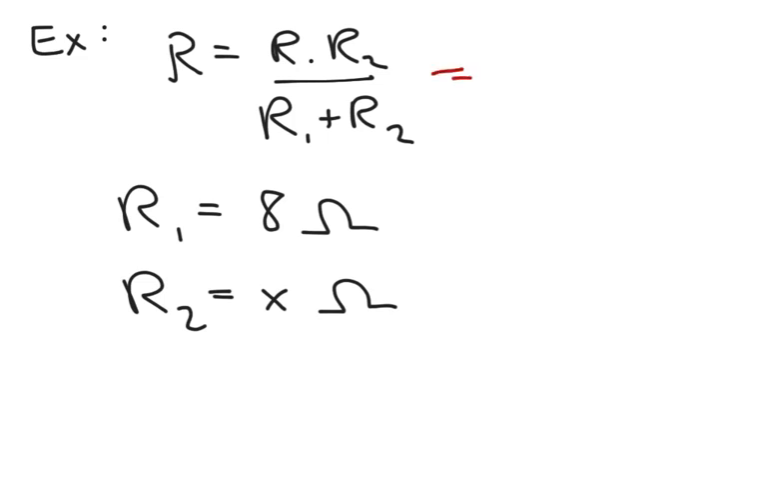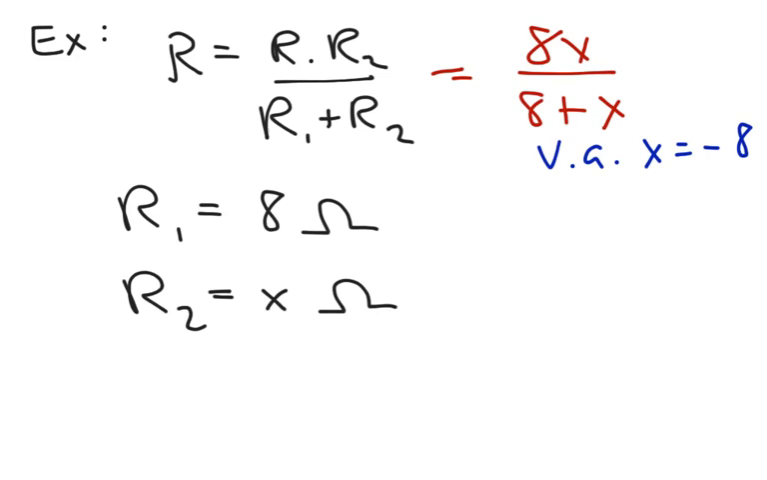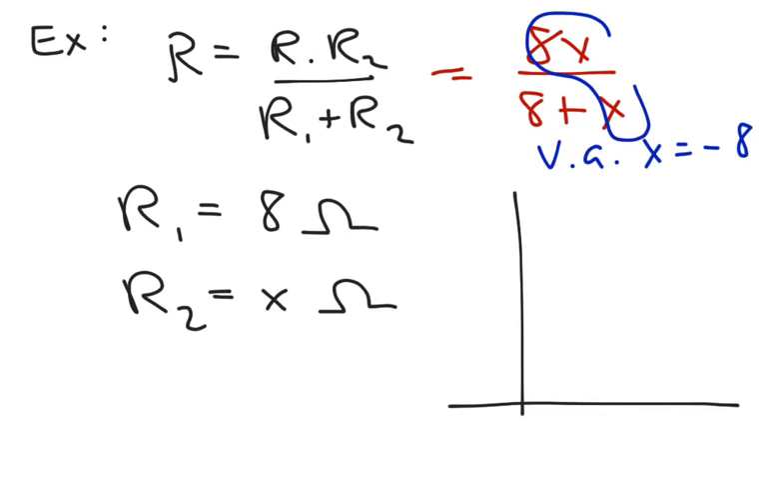Well, first I'm going to plug in 8 and X. Turns out that this rational function is 8x over 8 plus x. The vertical asymptote is going to be x equals negative 8. But here's the deal. You can't have negative resistance, so that vertical asymptote of negative 8 doesn't mean anything. The horizontal asymptote is going to be y equals 8. So here's y equals 8.